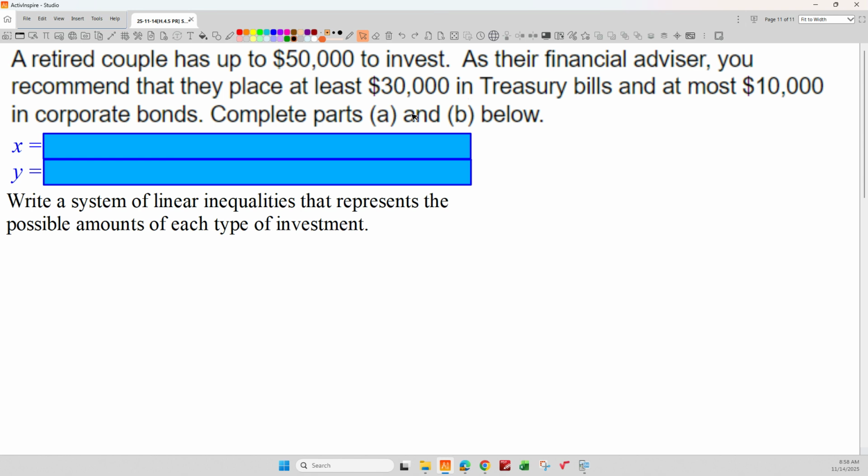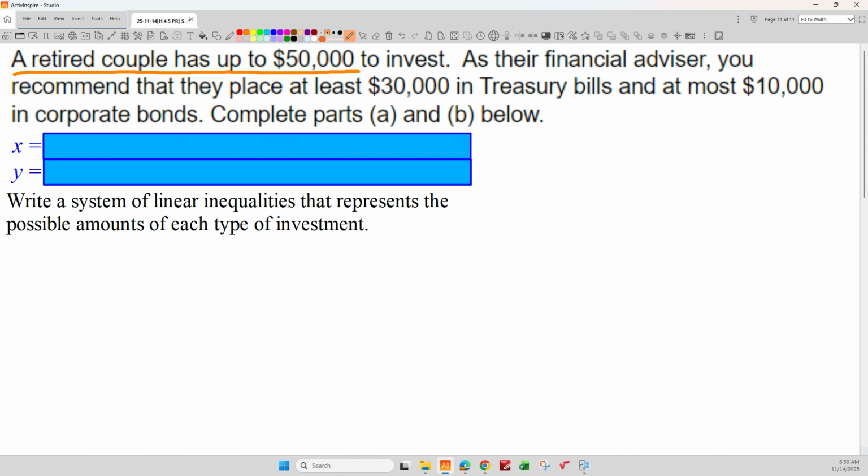Right? A couple has up to $50,000 to invest, so they might have $45,000 to invest or $40,000 to invest, right? They could have 50, but no more than that. So that's an inequality. Okay, so right away we can see we've got a statement where we're going to need an inequality. Okay, so whenever we're dealing with an application like this, we need to start talking more about these things. What's probably the first thing we want to do?